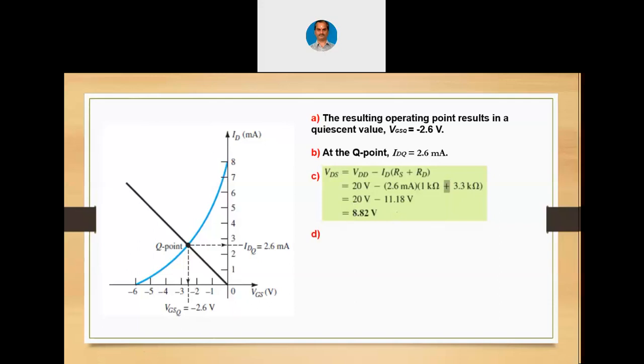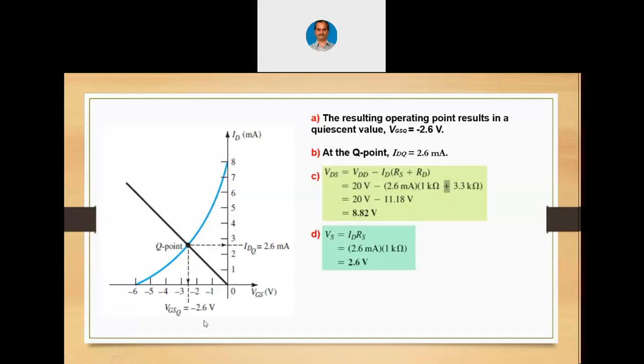Now the next one is we want to find out the voltage across the source. VS is ID into RS. ID is 2.6 milliampere, RS is 1 kilo ohms. So you get the source voltage as 2.6 volts. Naturally, as the gate is at zero potential, VGS is minus 2.6 volts. That is proven here anyhow.